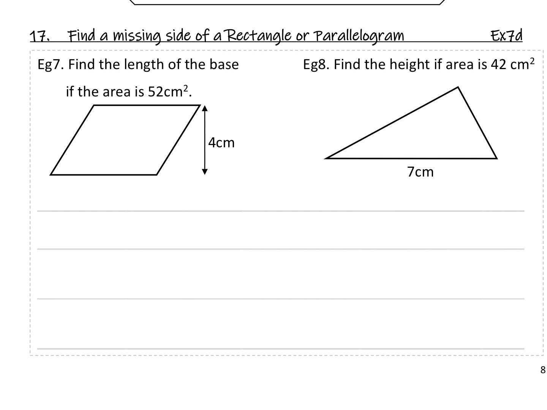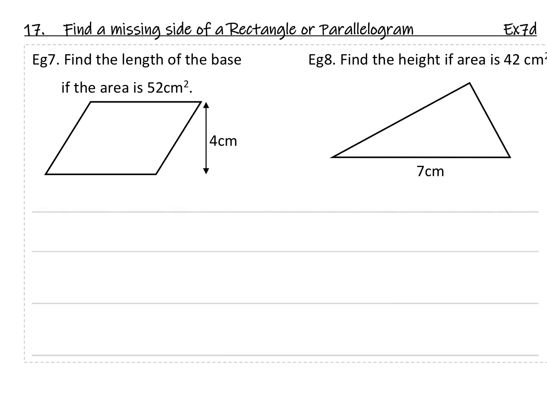Okay, example 7. Find the length of the base if the area is 52 centimeters squared. First of all, you need to identify what the shape is. It's a parallelogram, and the formula for the area of a parallelogram is A equals BH. And then we need to fill in any of the letters that we know from reading the question again. So find the length of the base. That means we won't know actually what B is, so it's going to stay as B.